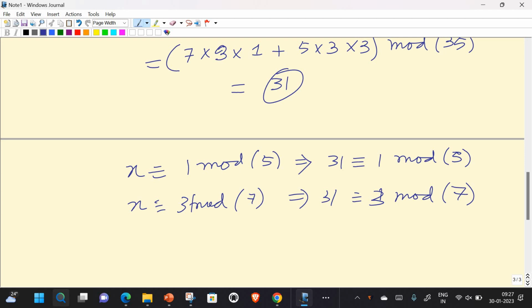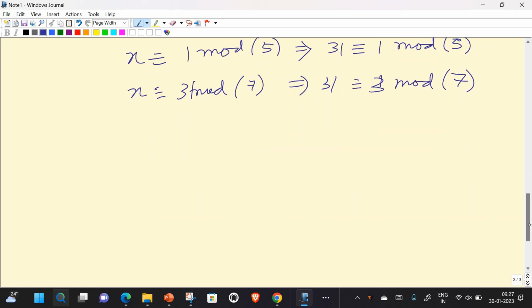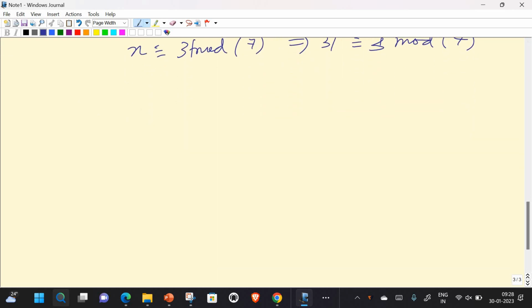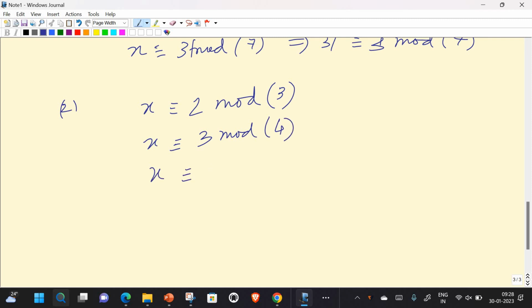Keeping this in mind, can you do the second one that we took as an example, where we already know the answer? So I'm giving you that second option here. We have x congruent to 2 mod 3, x congruent to 3 mod 4, and x congruent to 1 mod 5. Suppose this is given. The question is to find x using CRT.